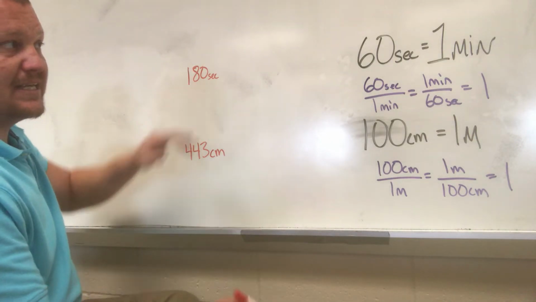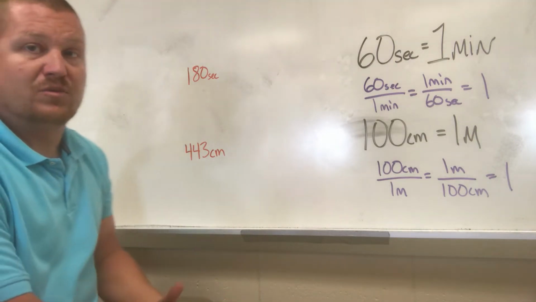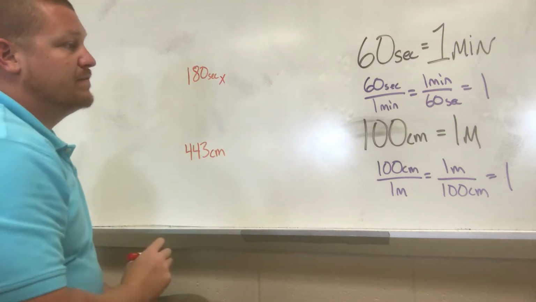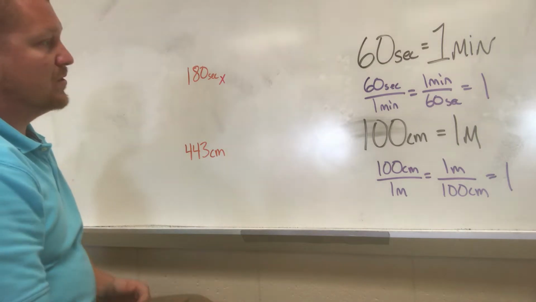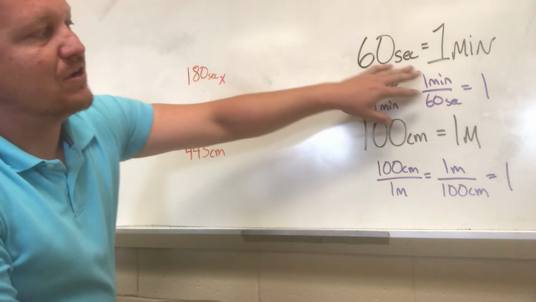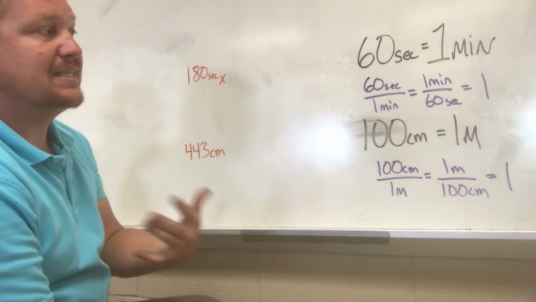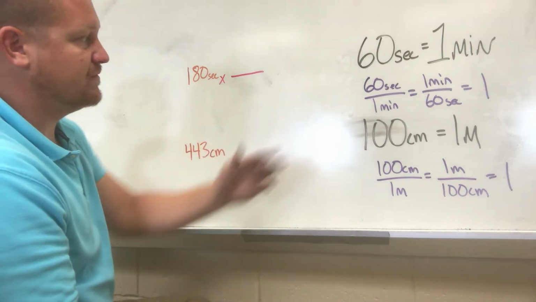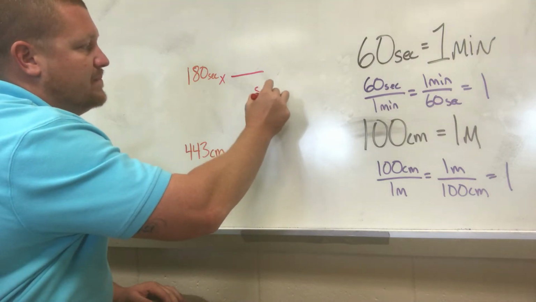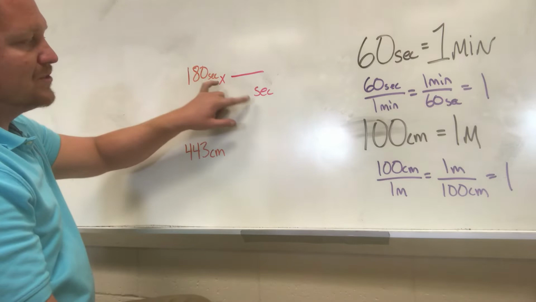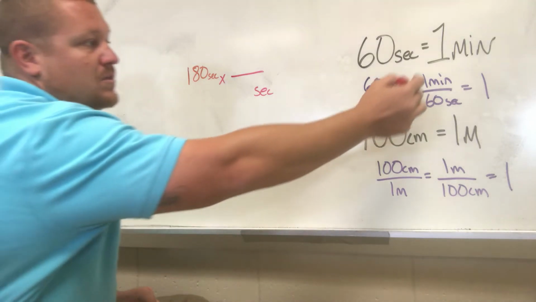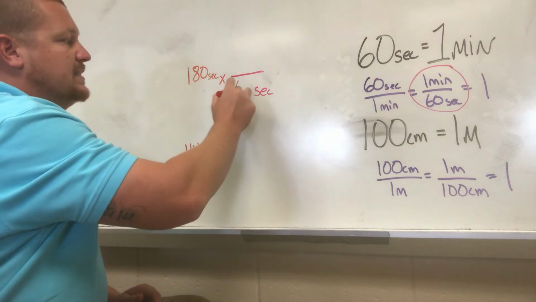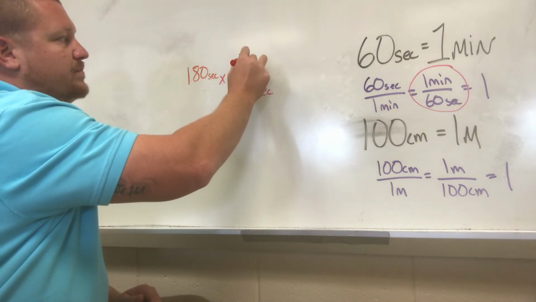So if we have 180 seconds and we want to convert it to minutes, how many minutes is that? We're going to multiply it by our conversion factor. And when we do so, we want to pick the conversion factor that will allow our units to cancel and leave us with what we want. I want the conversion factor that will have seconds on the bottom, so that when I multiply, they will cancel. So I'll use this version here with seconds on the bottom: 60 seconds in 1 minute.